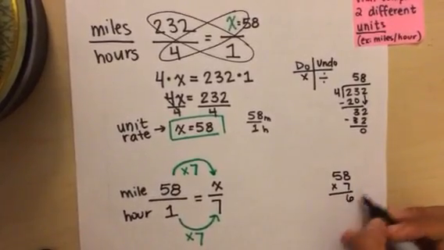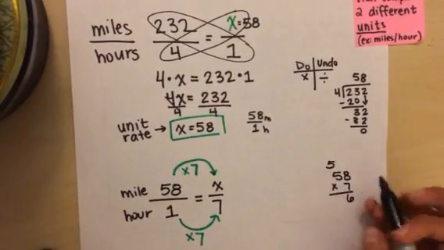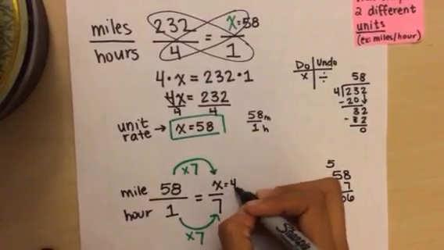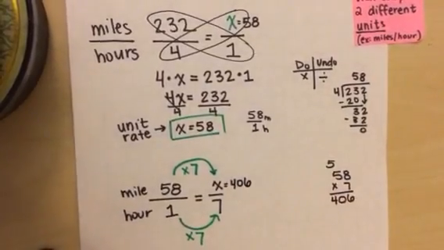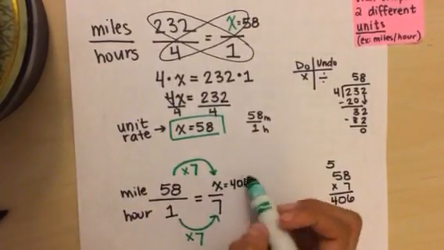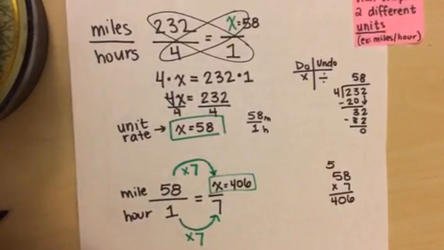7 times 8 is 56. 7 times 5 is 35, plus 5 is going to be 40. Which means that in 7 hours, Akio can drive 406 miles. So there we go.